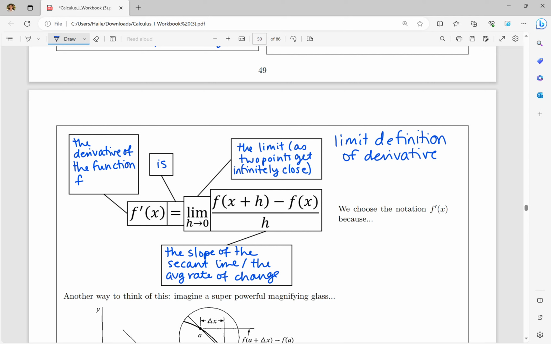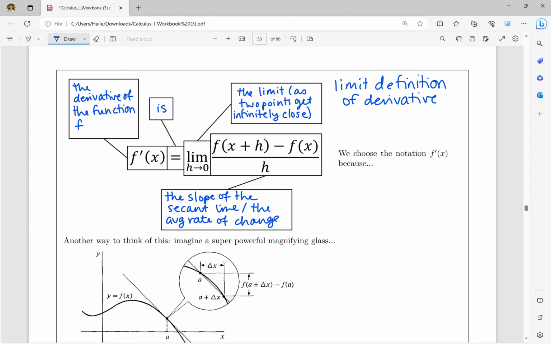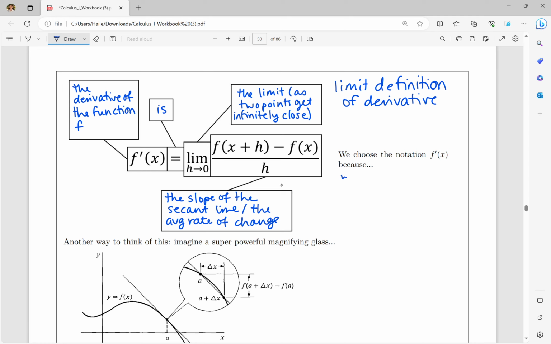Okay, so why do we choose the notation f prime of x? Well, that's because here we care more about the function name than the variable.